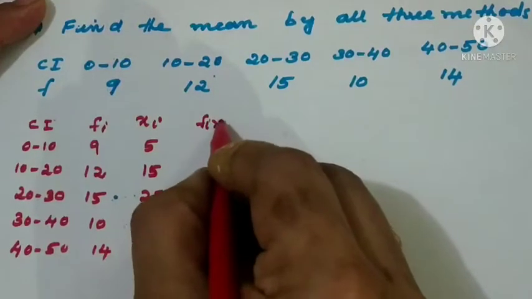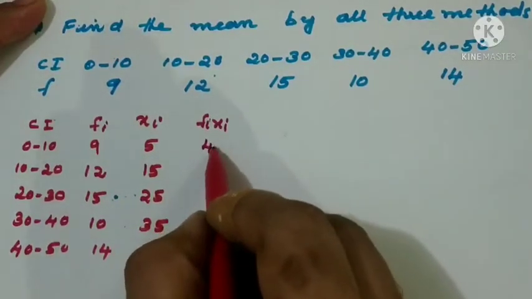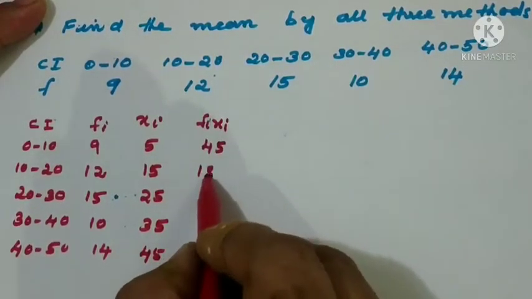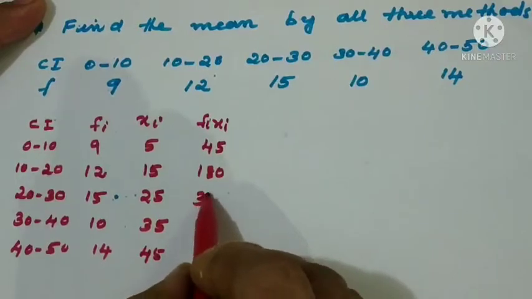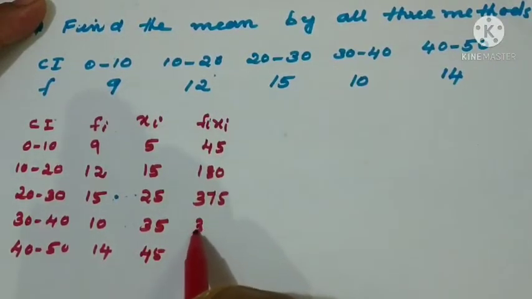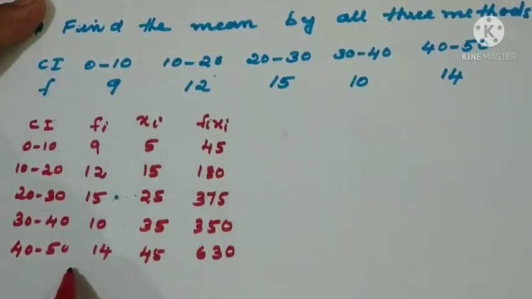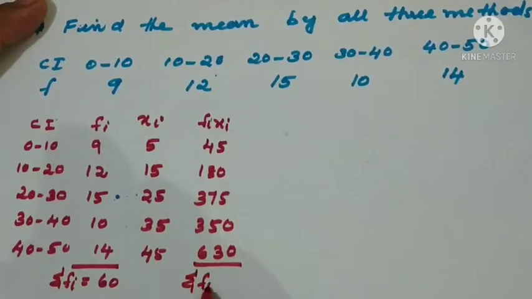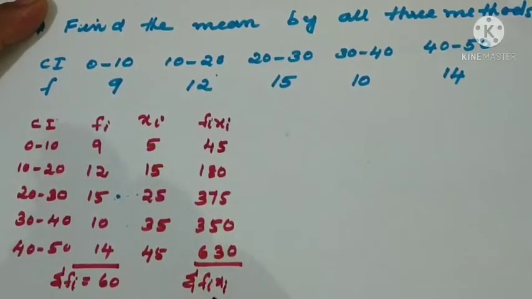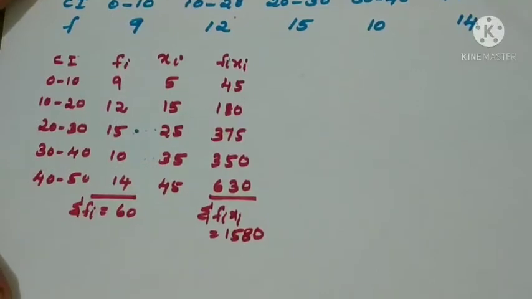Fi xi. For the direct method we need the column fi xi. So 9 into 5 is 45, 12 into 15 is 180, 25 into 15 is 375, 10 into 35 is 350, and 45 into 14 is 630. Sigma fi is equal to 60. Then sigma fi xi is equal to 1580.